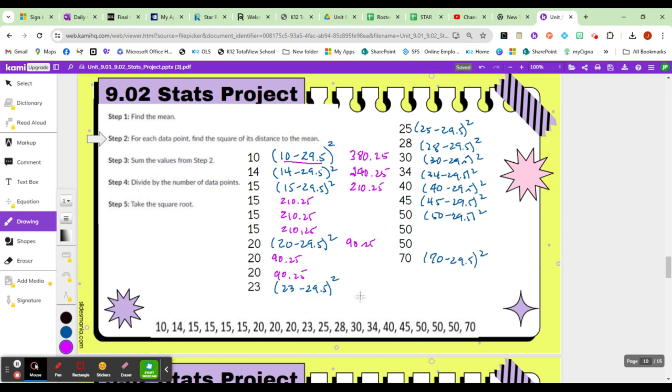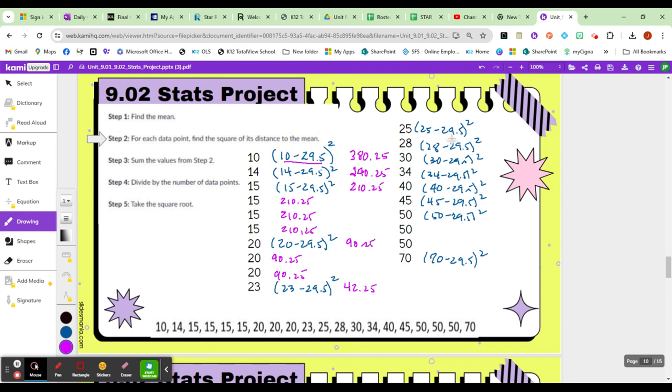And by the way, all these numbers are going to be positive. Even if you get a negative number here, when you square a negative, so you'll need to put this in parentheses. So you can do parentheses 23, subtract 29.5, parentheses squared. If you don't put this in parentheses, you could get a negative number, and we don't ever get a negative number when we square something. So when we do 23 minus 29.5, and then we take that number and multiply it times itself, we get 42.25.